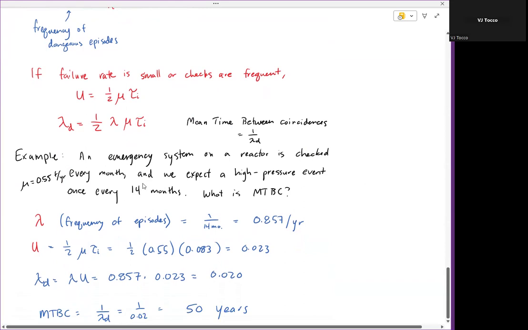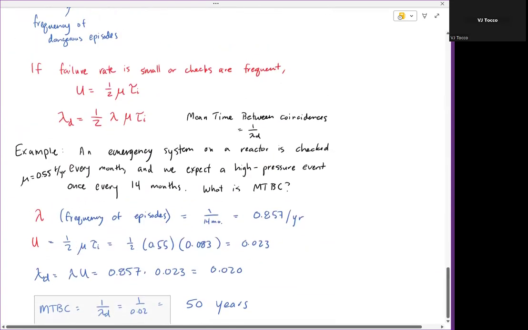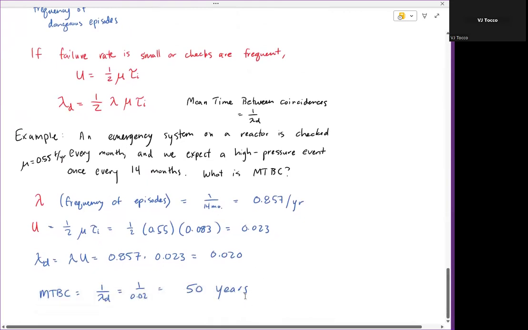So again, once every 14 months is when we expect to need this emergency system. If we check it every month, what is the probability that when we need it, we won't have it? So lambda is going to be the frequency of episodes, 1/14 months in this case, and the formula uses years, so I have to convert that into years. So 1/14 is a little bit less than one inverse year. I basically plug that into the formula, and what I get is the mean time between coincidences, MTBC, is every 50 years.